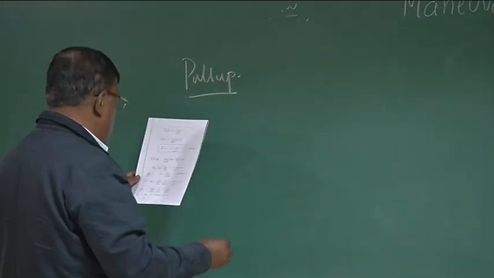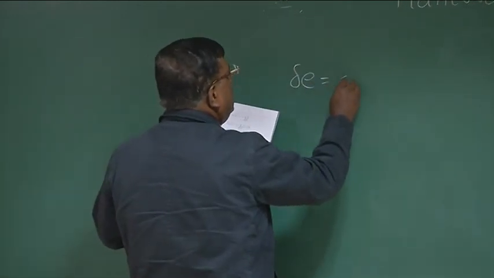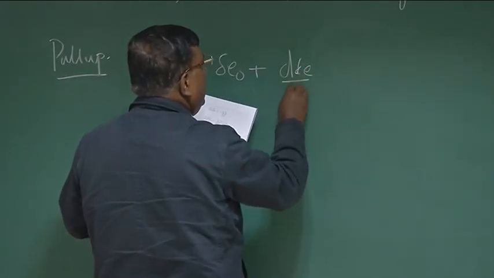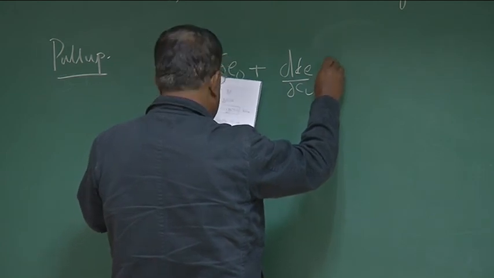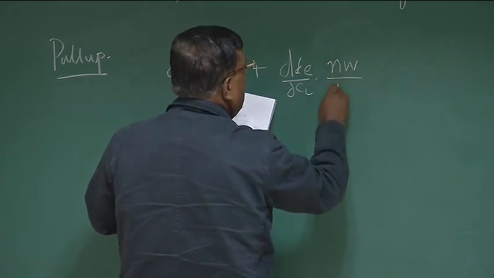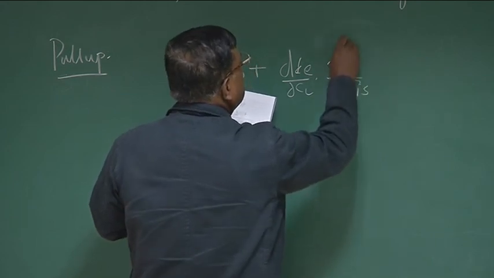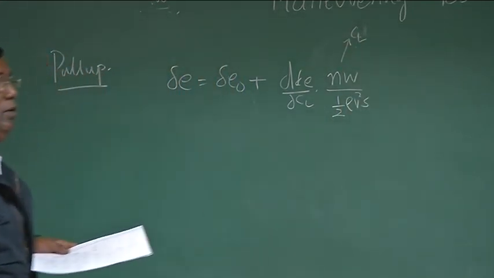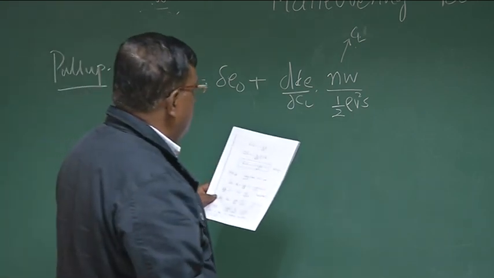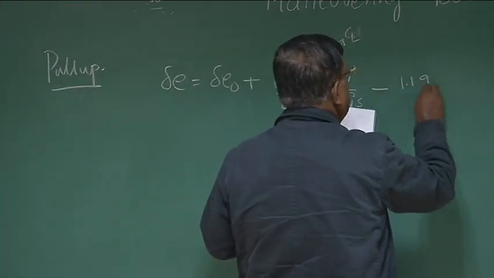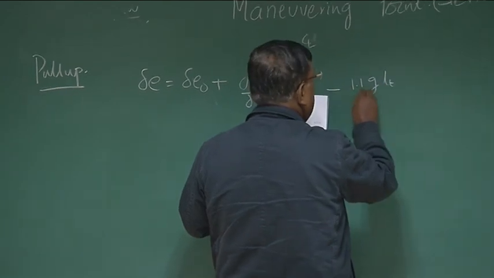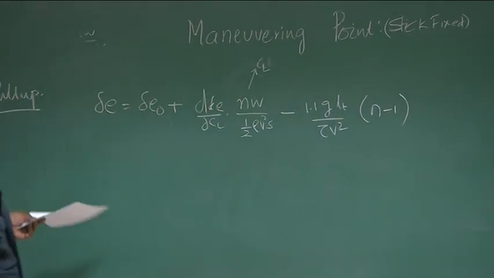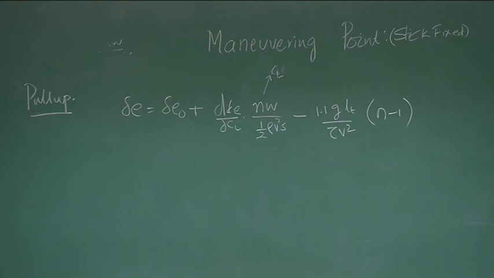Let me write this expression: delta E equals delta E naught plus d delta E by dCl into, for Cl, I write NW by half rho V square S. This is nothing but Cl equal to NW. This is the Cl expression for lift equal to NW, which we have been using now. So minus 1.1 G LT by tau V square n minus 1. This is typically delta E required for a pull-up with a load factor of n.